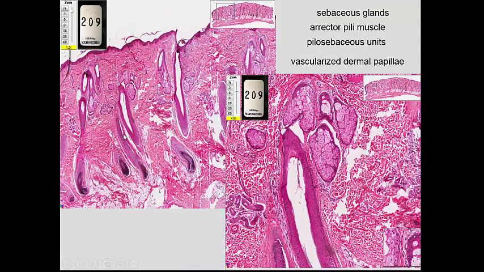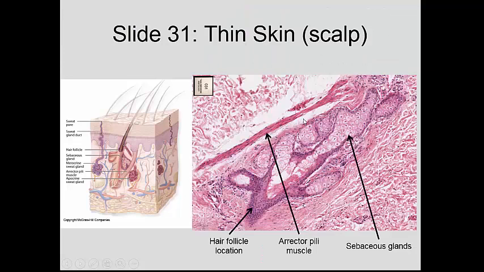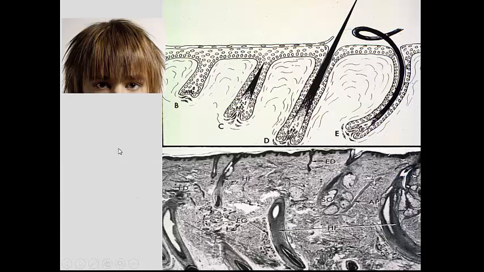Here we see hair follicles projecting up through there. Sebaceous glands discharge in the hair follicle, and that's what makes your hair kind of oily. And a pilosebaceous unit is a hair follicle, sebaceous gland, and a muscle, the arrector pili muscle. Here you can see the arrector pili muscle, sebaceous glands, and right in here would be where the hair would be located.